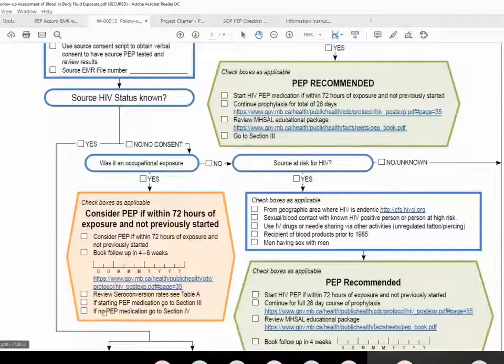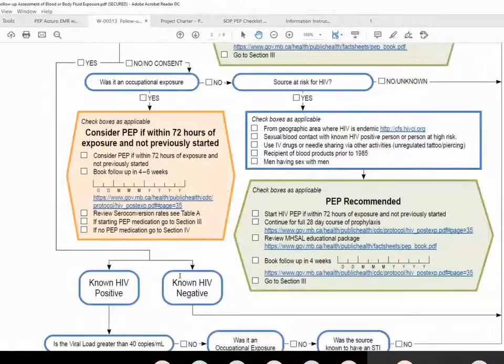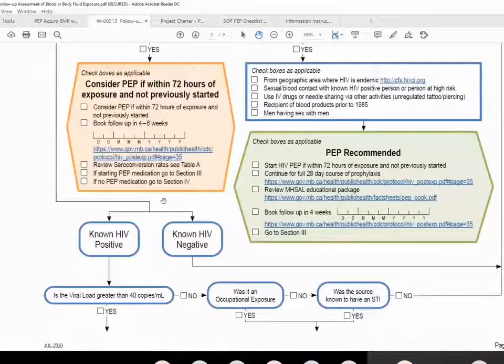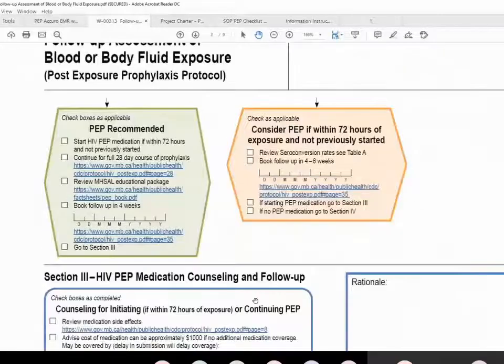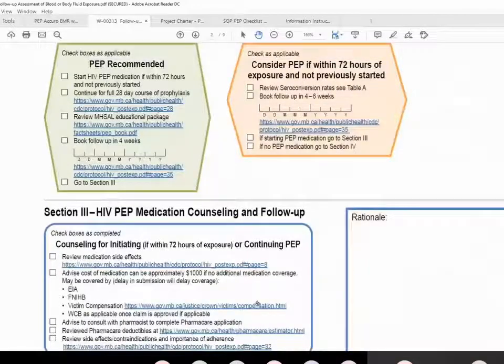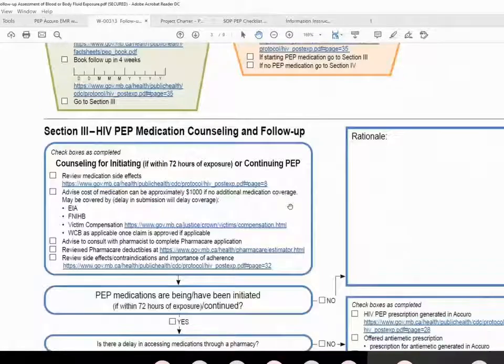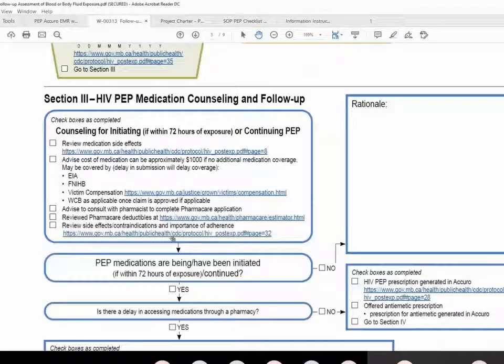And then there's further instructions on what supports you need in order to help make that decision, such as the seroconversion rate and reviewing those with patients. So you're going to work down your algorithm, answering all the rounded boxes, actioning any of the square ones, and then ending up at your decision point with the hexagons. The second section is the HIV medication counseling section.